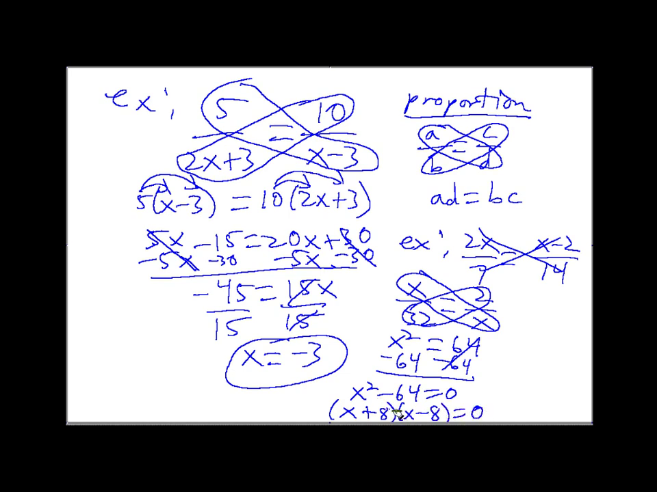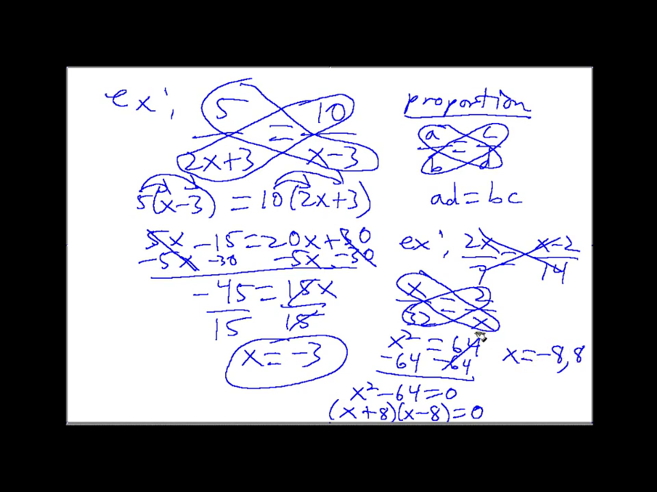Okay? So right now, if I set each factor to 0, what do I get? Well, imagine setting x plus 8 to 0. Then I would subtract 8 from both sides. I get what? Negative 8. All right? Imagine setting x minus 8 to 0. I would add 8 to both sides, and I would get what? Positive 8. And are both of these valid? Yeah, because it's not going to make the bottom 0. So we're good to go.